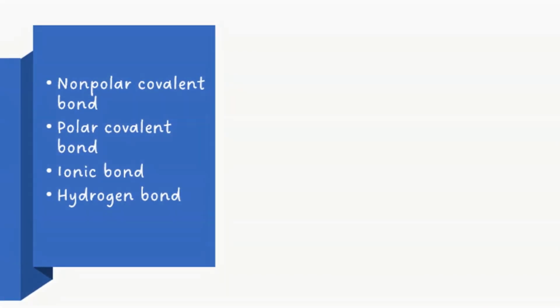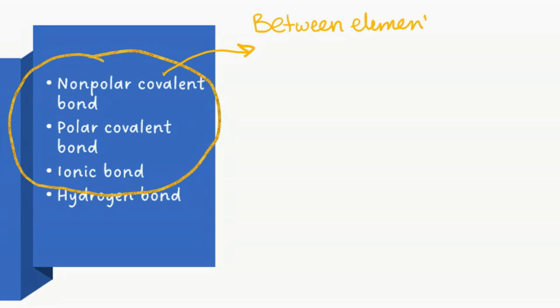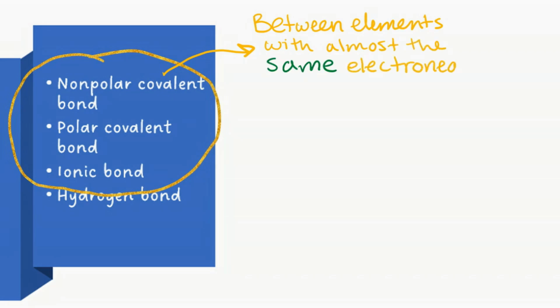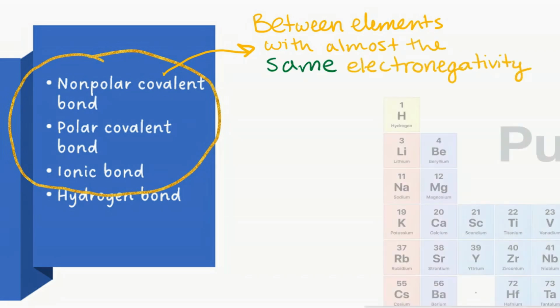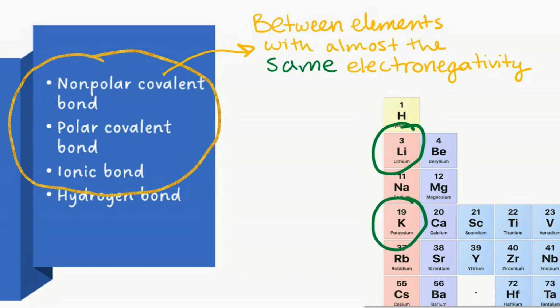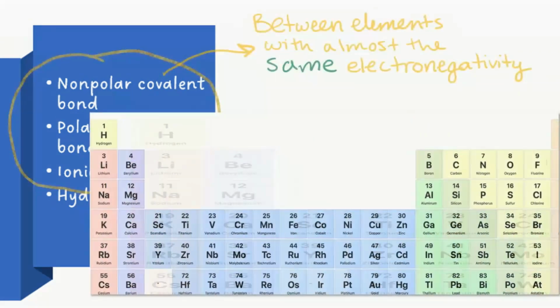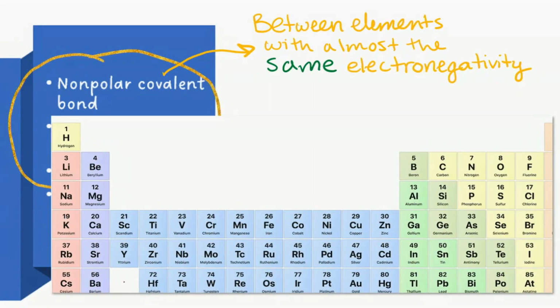So focusing in on our 3 chemical bonds, starting with our nonpolar covalent bond, which forms between elements with almost the same electronegativity. If we were to look on the periodic table at lithium and potassium specifically, we would say these would likely be nonpolar covalently bonded together if they were to come in close contact with one another. However, if we were instead to look at lithium and fluoride, we would not have a nonpolar covalent bond formed between these two elements because their electronegativity is just too different.